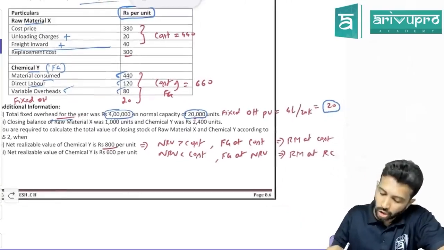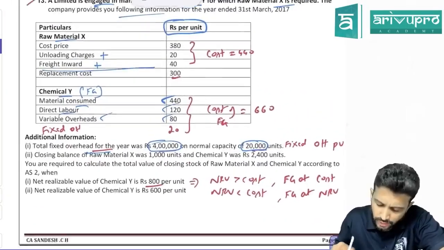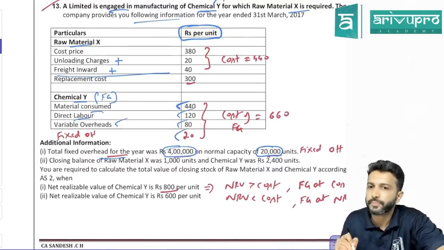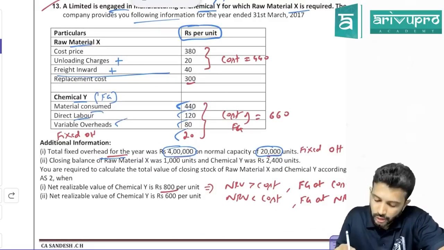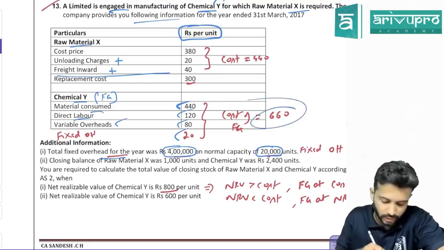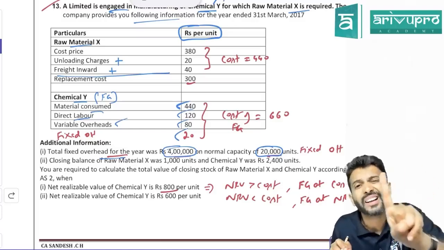Okay, Saru. So how much is the fixed overhead cost per unit? 20. Can you add this? Yeah, that's what I've added here. Fixed overhead cost. So if you add all of this, how much you're going to get as the cost of the finished goods? How much is that, sir? 460, 560, 580, 580, 660. Correct? If you're adding everything, you're going to get 660. That is the cost of the finished goods.